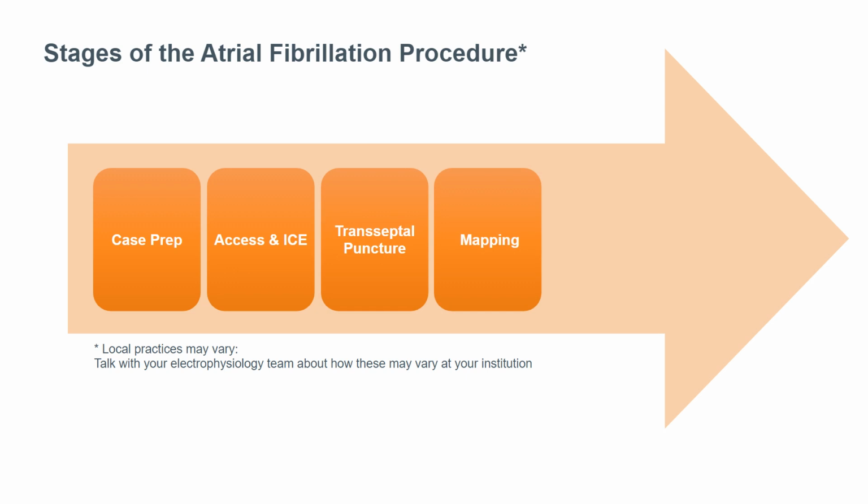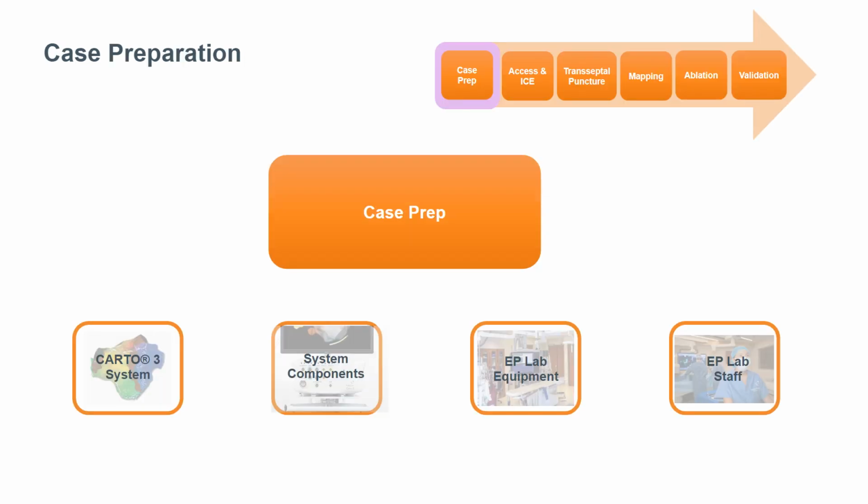Mapping includes creating a three-dimensional map of anatomy and electrical data from the heart chambers. Ablation involves use of special catheters to deliver radiofrequency or RF energy. Finally, endpoints for the procedure include validating electrical isolation of tissue where RF energy was delivered and the absence of additional arrhythmias.